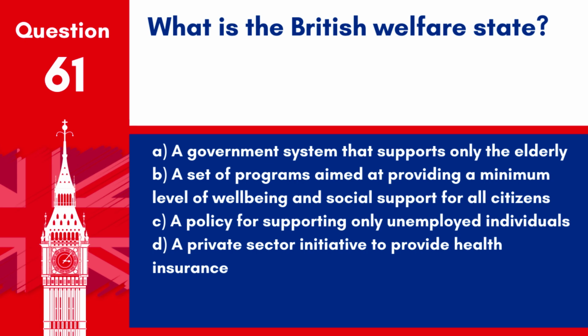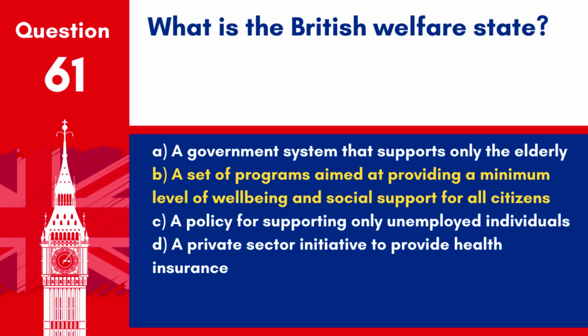A. A government system that supports only the elderly. B. A set of programs aimed at providing a minimum level of well-being and social support for all citizens. C. A policy for supporting only unemployed individuals. D. A private sector initiative to provide health insurance. Answer: B. A set of programs aimed at providing a minimum level of well-being and social support for all citizens.